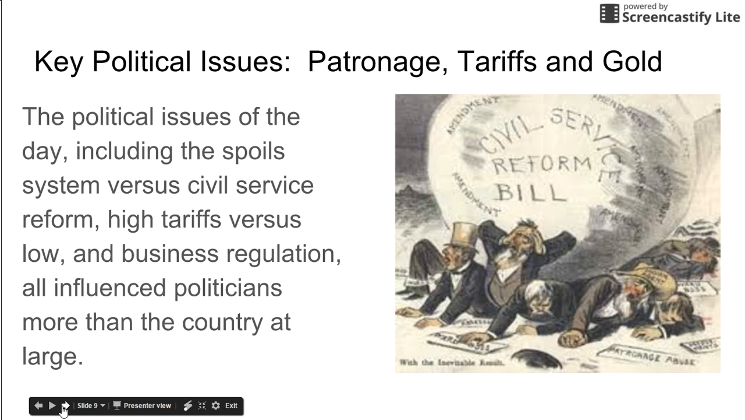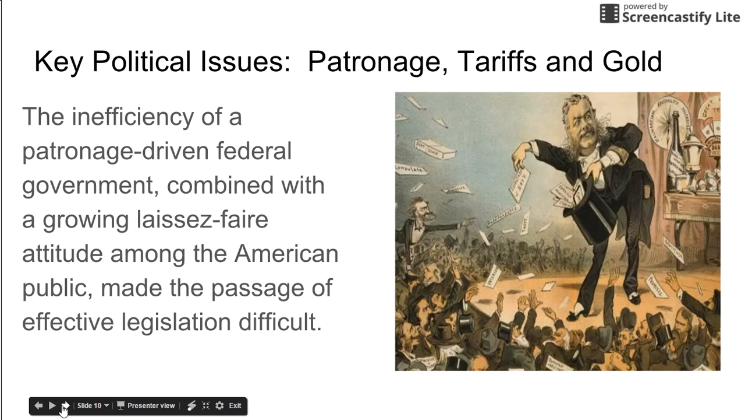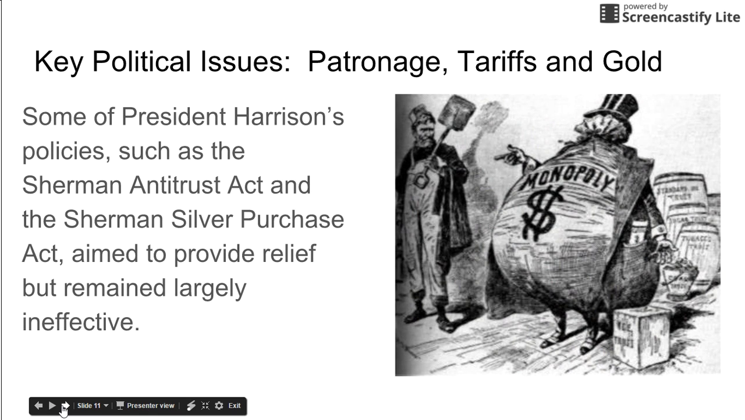Next slide. The political issues of the day, including the spoil system versus civil service reform, high tariffs versus low, and business regulation, all influence politicians more than the country at large. Next slide. The inefficiency of a patronage-driven federal government combined with a growing laissez-faire attitude among the American public made the passage of effective legislation difficult. Next slide. Some of President Harrison's policies, such as the Sherman Antitrust Act and the Sherman Silver Purchase Act, aimed to provide relief, but largely remained ineffective.